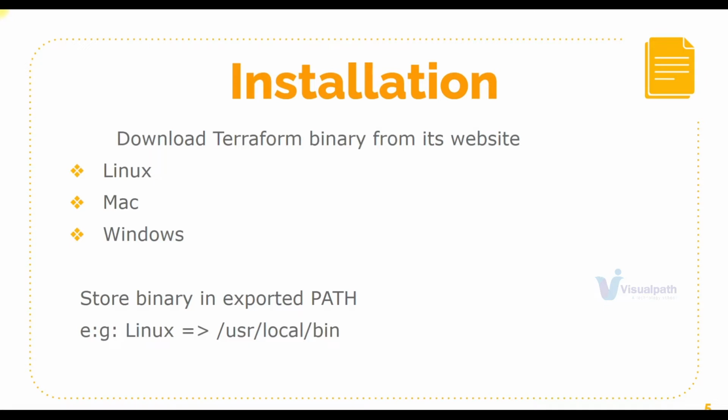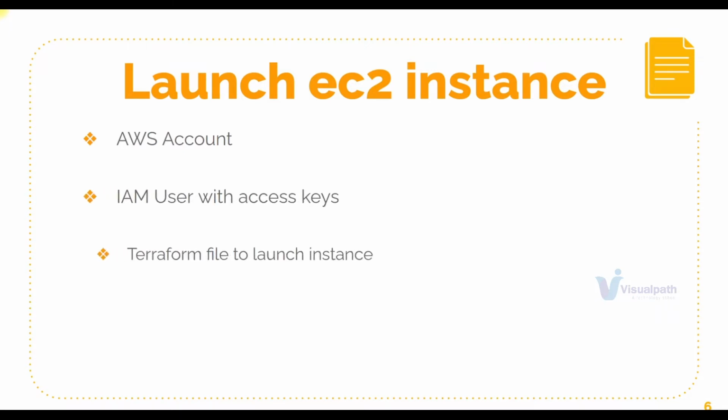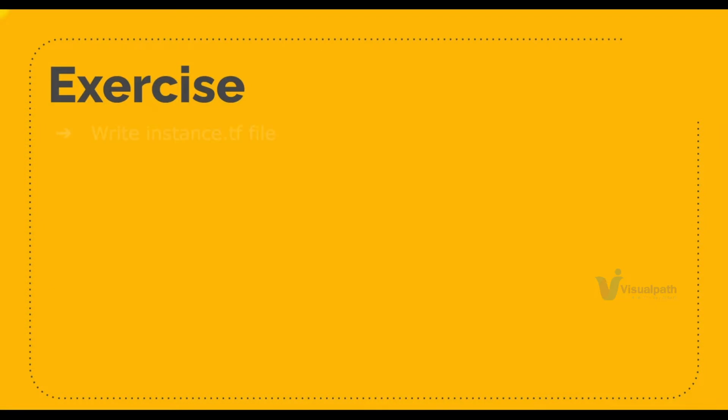Okay. So the first exercise we're going to do is launching an EC2 instance with a Terraform script. Okay, very basic. So we need an AWS account. We need an IAM user with access keys. And we'll have a Terraform file to launch our instance. Once we have that file, we're just going to run Terraform and Terraform will launch our EC2 instance. Okay, so this is the exercise.